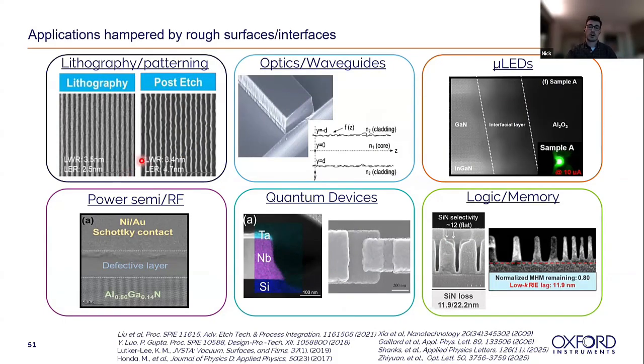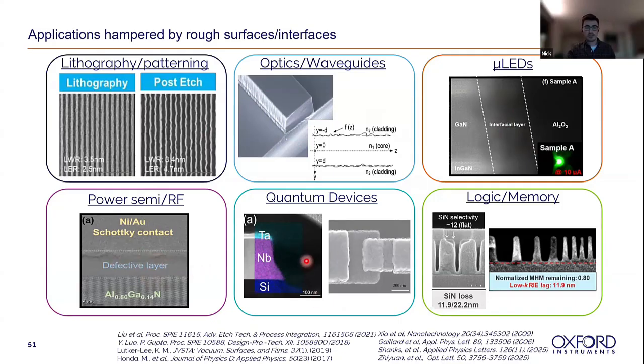But ALE will be extremely useful for any application that's hampered by rough surfaces and interfaces. So we see this across a variety of application spaces, from lithography and patterning, where you want to reduce your line width roughness and line edge roughness. For optical and photonic applications, you want to make sure you have nice smooth sidewalls, as that's a big source of loss. For micro LEDs, they quite often see an interfacial layer on the sidewall of the multi-quantum well after they do the etching. So ALE could be a very interesting way to remove these damaged layers. Similarly, for power semi and RF applications, they quite often get these defective layers. So I showed in the previous slide that GaN layer. You can quite often get defective layers in these III-V materials.